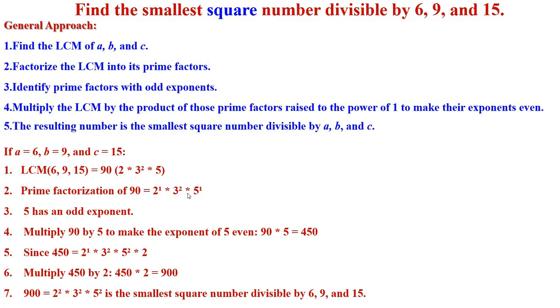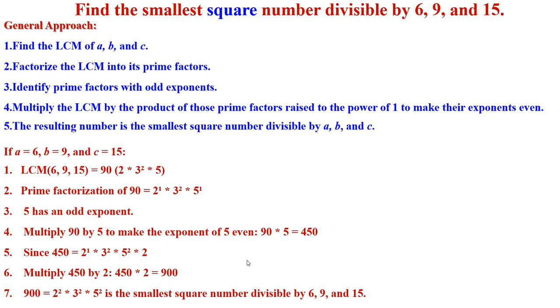First with 5 it is multiplied. So 90 into 5, you get 450. And then you multiply 450 into 2. That is, you are multiplying this by 2 again in order to make it a perfect square. So that will give us 900. Straight away also you can multiply 2 into 5, that is 90 into 10, you get 900. So that is the smallest square number divisible by 6, 9, and 15.